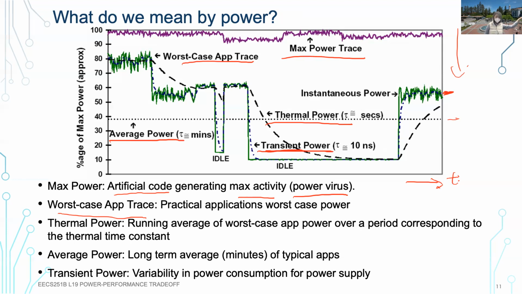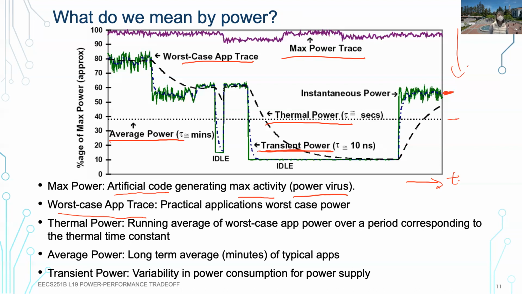So power is a very interesting metric, and people talk about power, but they actually mean different things. Max power is important to understand the chip behavior. Application power is more representative, and this kind of phased behavior is very common.